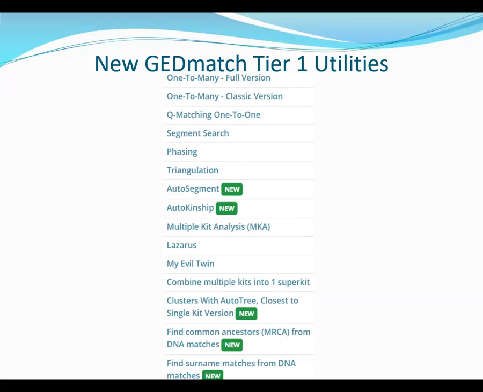And I think that's about it for this, except for also the Q matching one-to-one, which is a more sophisticated one-to-one comparison. And I think I'll be talking about most of the other features during this presentation.